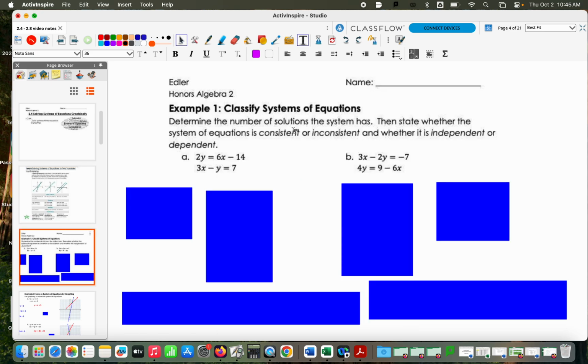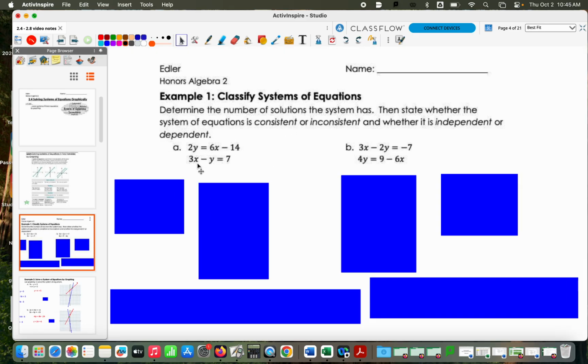So can we classify a system? Can we basically know how many solutions it has without having to even graph it or solve it? Really what you want to do though is just compare their slopes and y-intercepts. So let's get them into the right format. So if you look at this first equation, this 2y equals 6x minus 14, I want to divide everything by 2 and I get y by itself. So I got my first equation, has a slope of 3 and a y-intercept of -7.